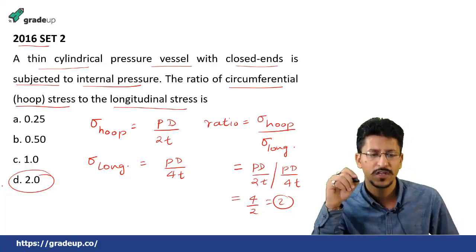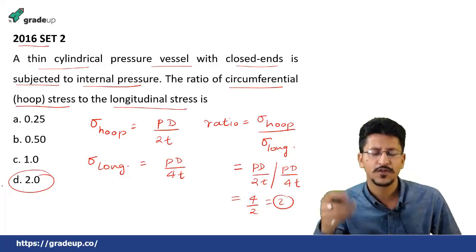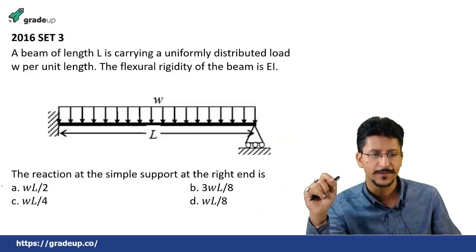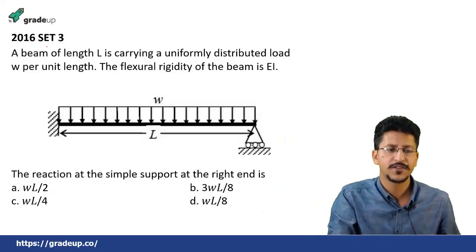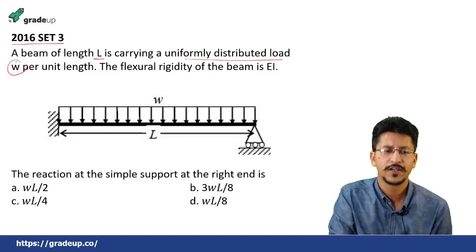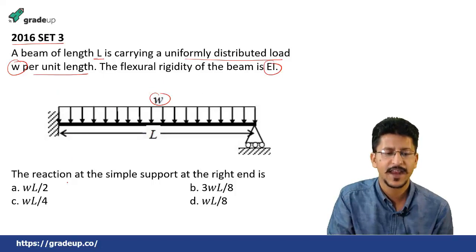Very simple question. If you remember these expressions, then you do not have to even touch the pen for answering this question. Okay. Then the next one, 2016 set 3. A beam of length L is carrying a uniformly distributed load W having the intensity W per unit length. This one is the UDL. The flexural rigidity of the beam is EI. Then it is asking for the reaction at the simple support at the right end.